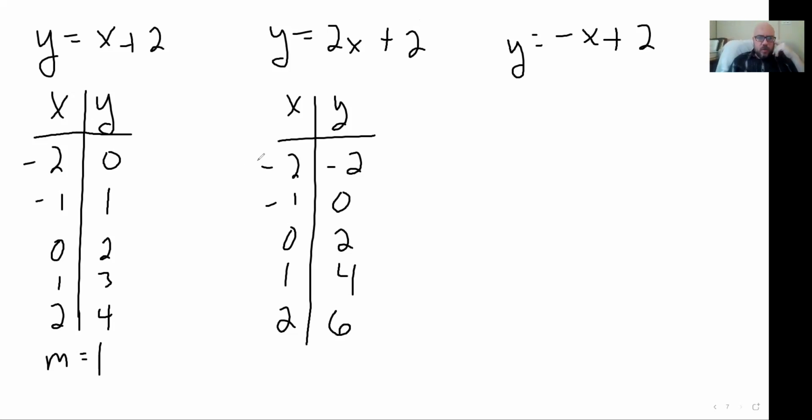So here, when x changed by 1, each jump from one number to the next is an increase of 1. The y's went up by 2, right? So from -1 to 0 is an increase of 1, but from 0 to 2 is an increase of 2. What that means is that the slope here is 2.